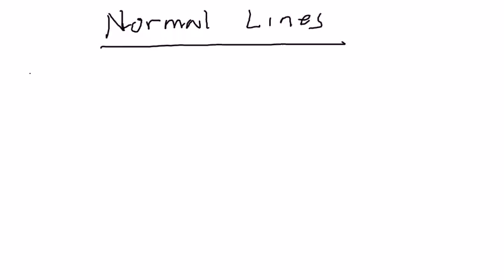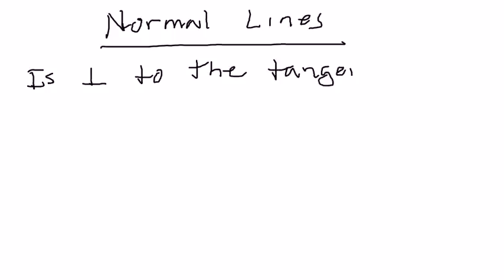Our final concept here today is called normal lines, and a normal line is perpendicular to the tangent line at any particular point along the graph, so at x equals a. The concept there is that it's just a perpendicular. We don't use normal lines quite as much as we used to.